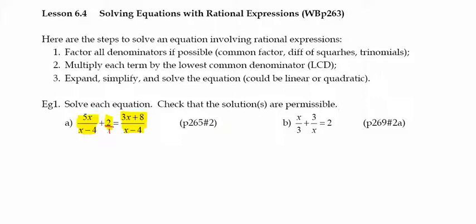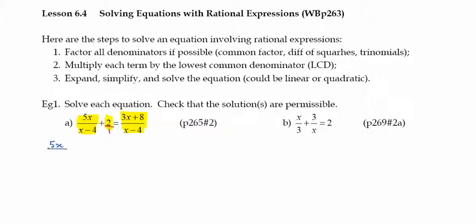So compared to what we saw in the previous lesson, adding and subtracting rational expressions, getting the lowest common denominator for everything, here we want to remove the denominator. And we're going to remove each denominator using the lowest common denominator. Here is what we will do.